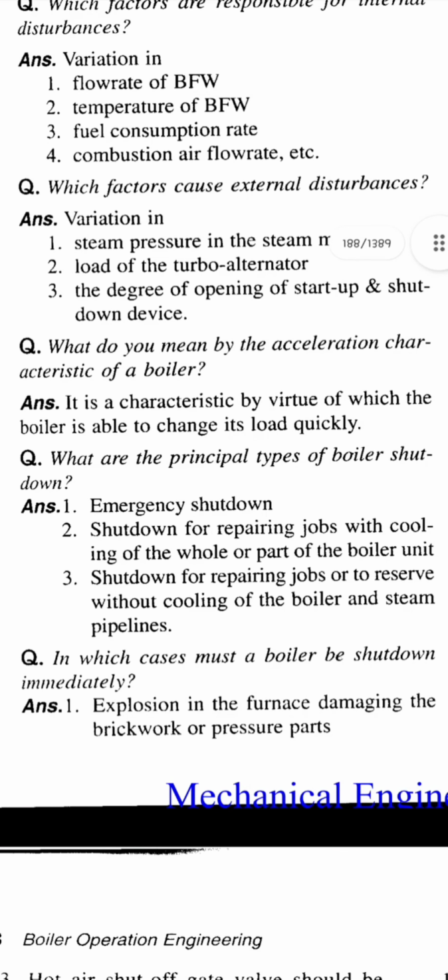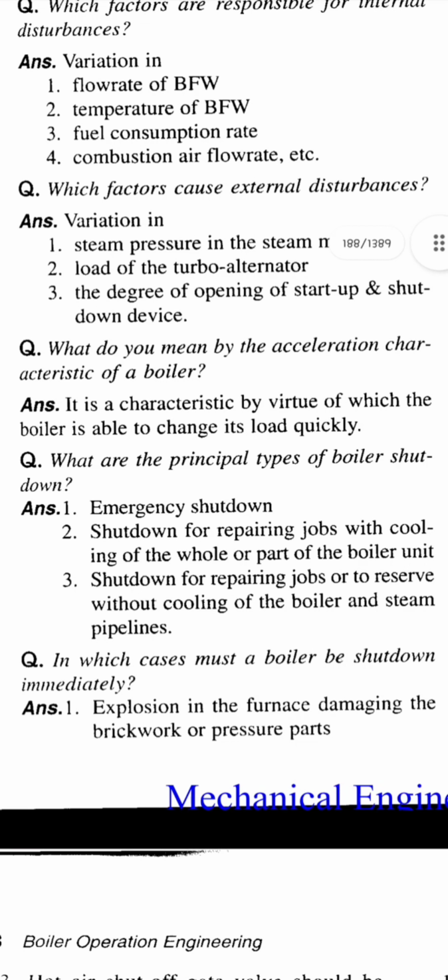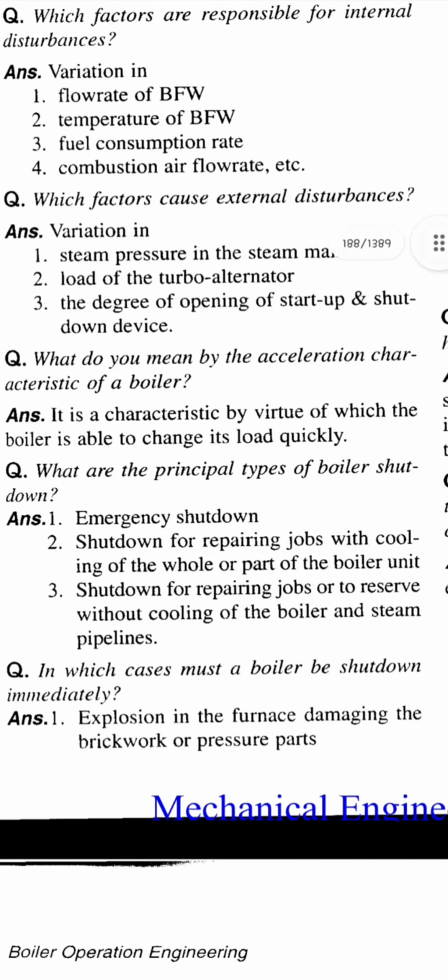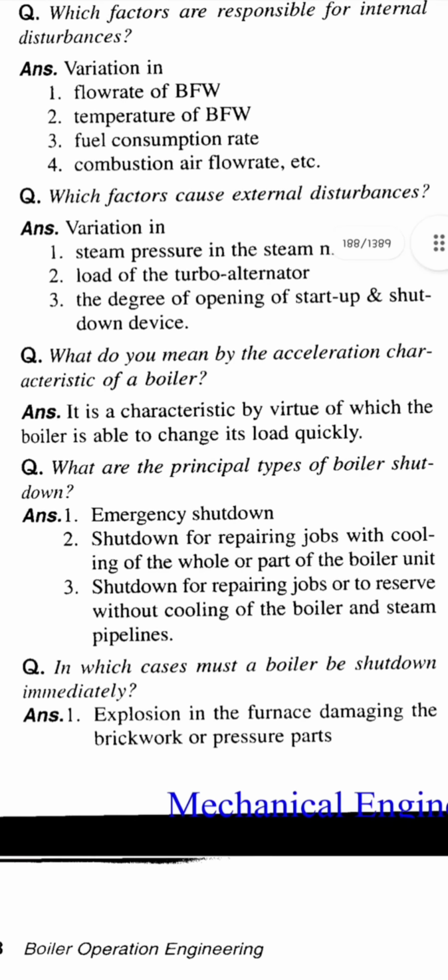Answer: it is the characteristic by virtue of which the boiler is able to change its load quickly. Question: what are the principal types of boiler shutdown? Answer: emergency shutdown, shutdown for repairing jobs with cooling of the whole or part of the boiler unit, shutdown for repairing jobs or to reserve without cooling of the boiler and steam pipelines.